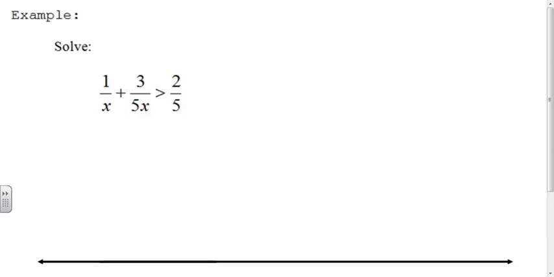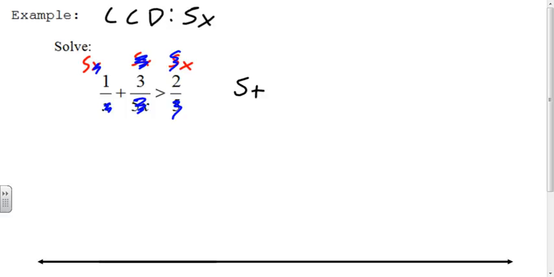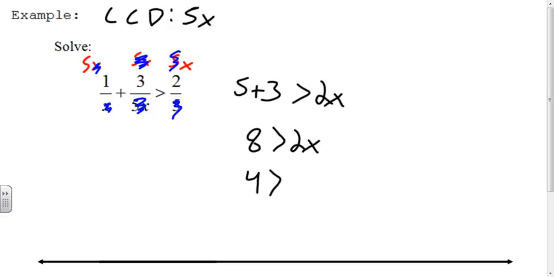Moving on to our last equation here, our last example. We have 1 over x plus 3 over 5x is greater than 2/5. So, as always, first thing to do is find the LCD. We have x, we have 5 times x, and we have 5. So obviously, our LCD is going to be 5x. Nice and easy. So multiply everything by 5x, 5x, 5x. And we see that the x's cancel here, the 5x cancels here, and the 5 cancels here. So our new equation then becomes 5 plus 3 is greater than 2x. 5 plus 3 is 8, is greater than 2x, which then means 4 is greater than x.